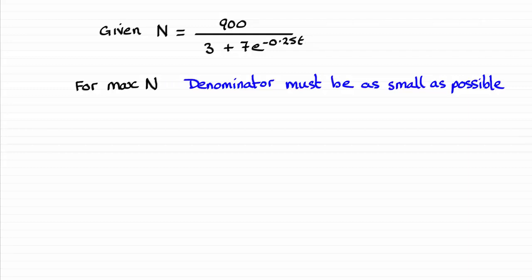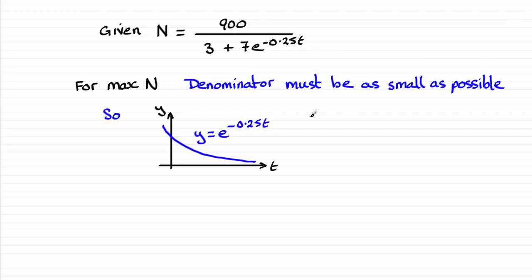And you should be familiar with that graph. If you've got a negative exponential graph, it's going to look like this. It's going to take on that kind of shape. And so you can see that it never crosses or touches the t-axis. It just approaches it. So we can see then that for that smallest value, it's going to approach 0 as t tends to infinity. So it's just a question then of substituting 0 into here.